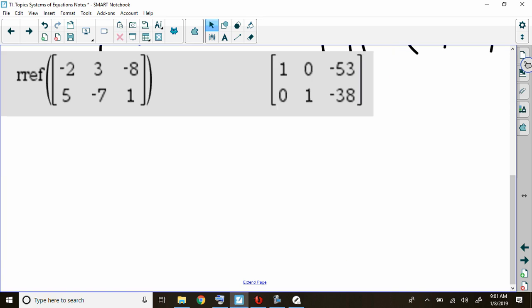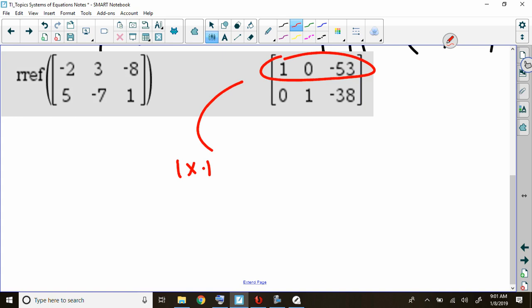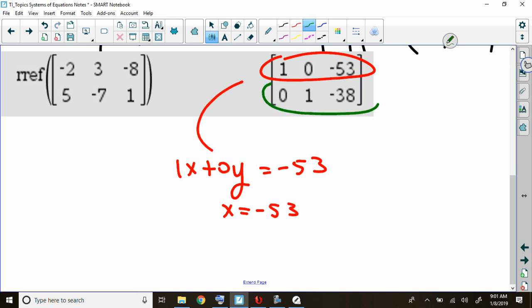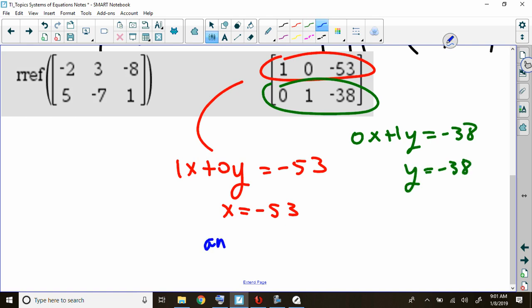What this top row really says is 1x plus no y is equal to -53. So in other words, it really tells us that x equals -53. Similarly, the second row tells us 0x plus 1y is equal to -38. So it's really telling us y is -38. So our answer is the ordered pair (-53, -38).